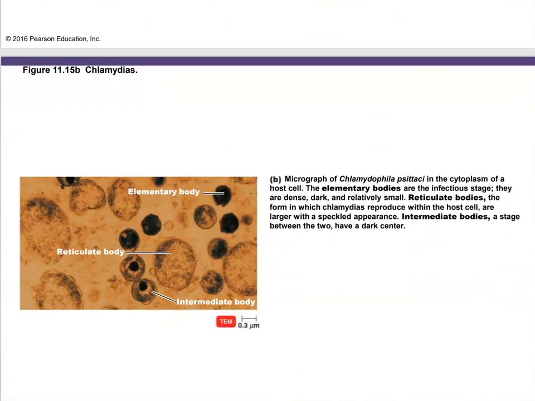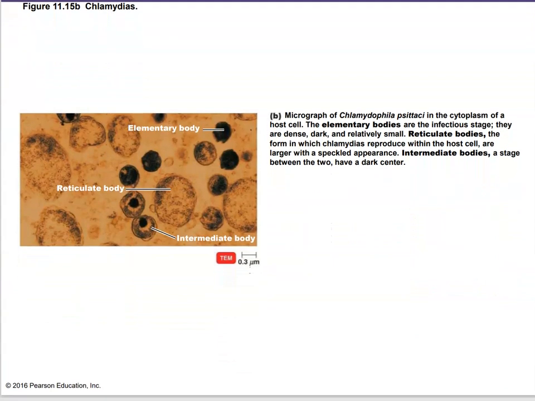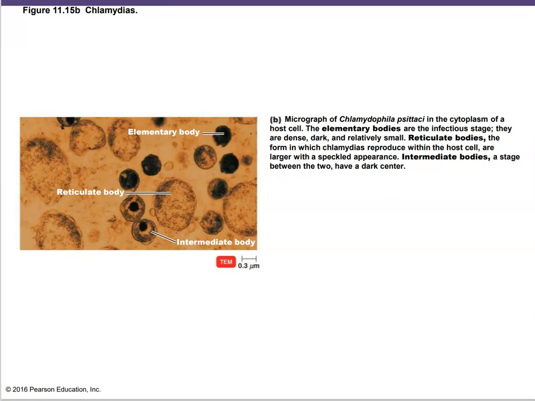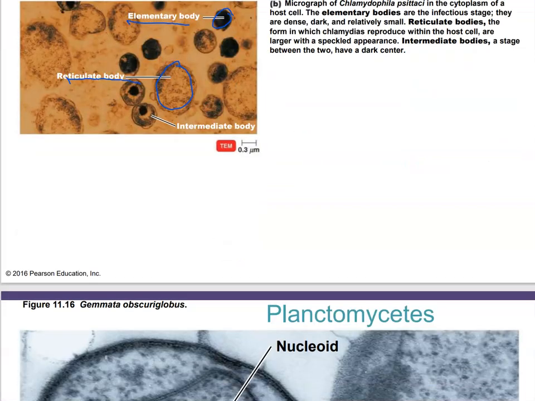Okay, so here will be chlamydia as an image that has infected cells. So here the reticulate body inside of this host cell right here, and here would be an elementary body that's trying to find a new host cell. It's infectious. Okay.